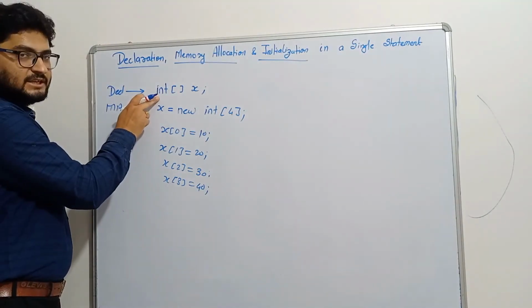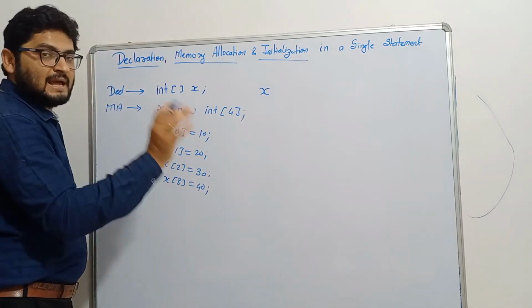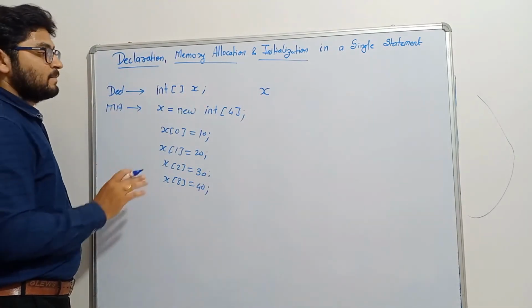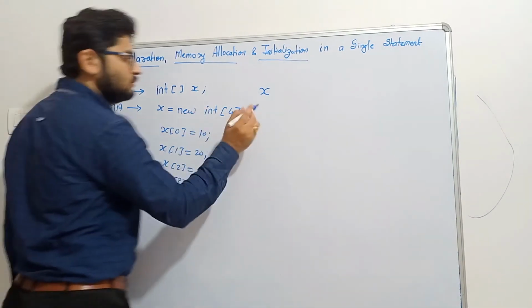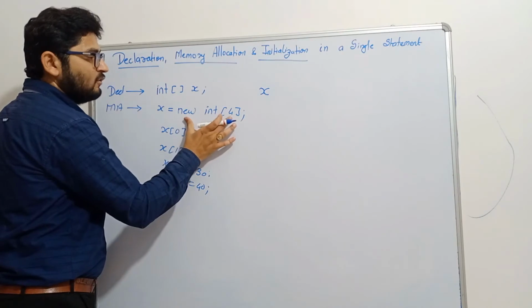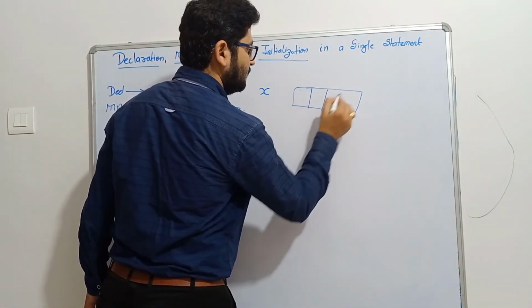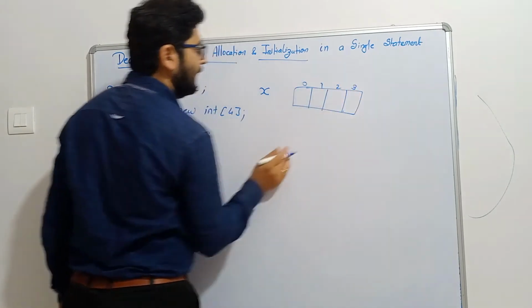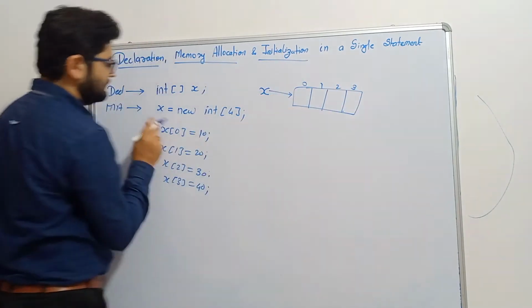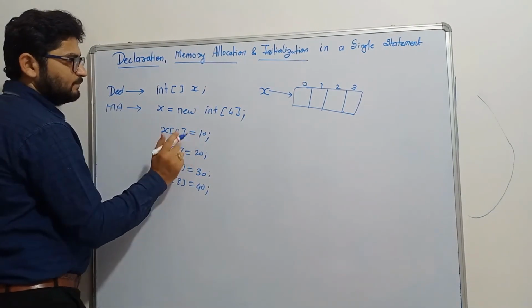So when this line is executed, x will be declared, but the memory for the array will not be created. In this statement, the actual memory for the array will be created. So it will create the array of size 4 with indexes 0, 1, 2, 3, and it is going to be pointed to by x as we have written x over here. Now x of 0 is equal to 10.